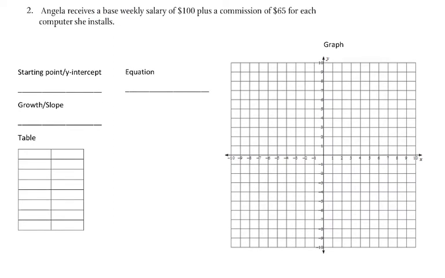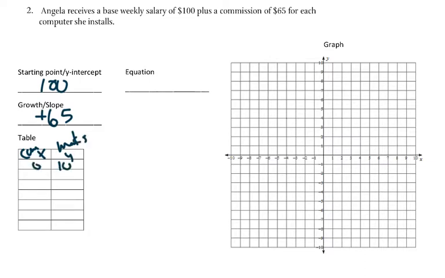So number 2, Angela receives a base salary of 100 plus a commission of 65 for each computer she installs. So we're starting, she always gets 100, and then depending on how many computers she installs, she's going to add 65 each time. So this would be the computers installed, this would be how much she makes. Could also call that X and Y.